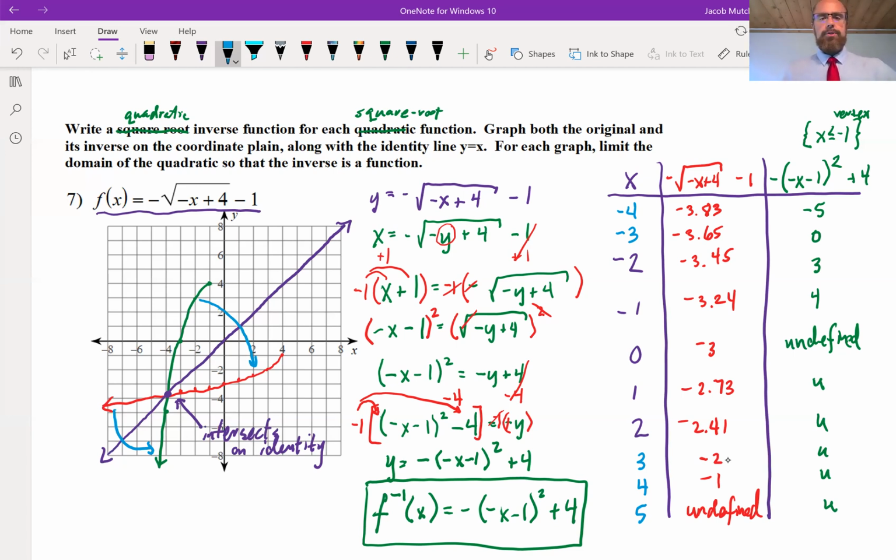So again, just to recap, we started by writing the inverse equation by switching x and y, which is switching domain and range. We solved for y, and that gave us our inverse equation. And then we graphed by creating a table on Desmos, restricting the domain of the quadratic so that it is a true inverse to the original square root. And then once we had our table, we graphed it here on our coordinate plane with the identity line to confirm that that's a good pair of inverses. We're looking for the intersection on the identity line, as well as a reflection of those curves across the identity.